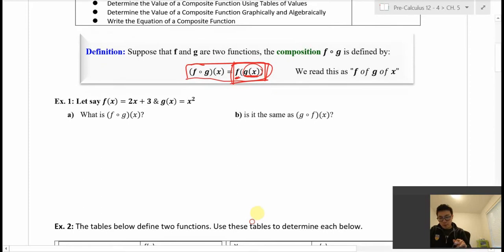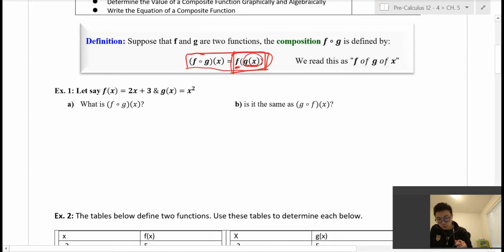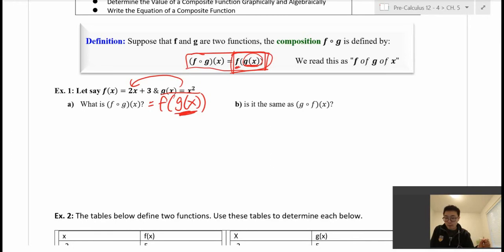Okay, so I'll show you some examples here, and then it's actually not too difficult. Let's say f of x is equal to 2x plus 3, and g of x is equal to x squared. It says, what is f of g of x? Okay, so again, this means f of g of x, which means we're going to put g of x, that's the inside function, into f of x. So g of x is x squared, so we're going to put this g of x into here. And remember what we're doing, just like last time when we did function notation, we are replacing x, in this case, with g of x.